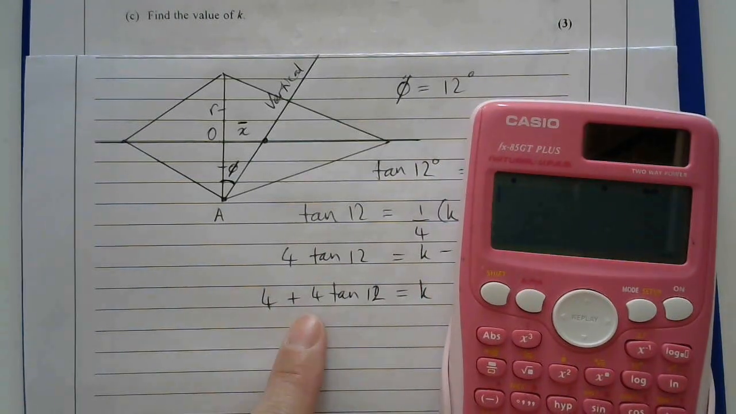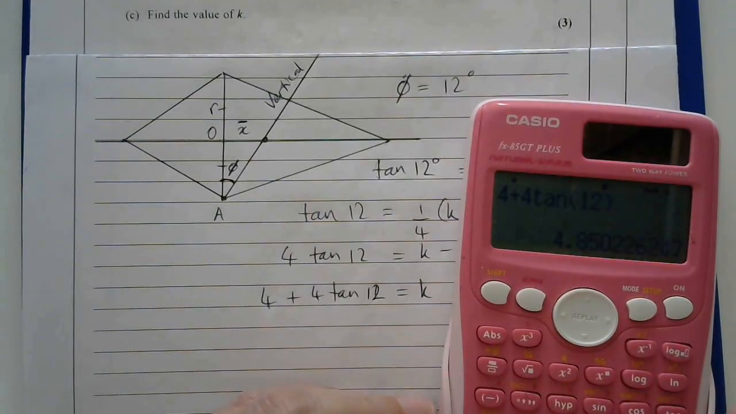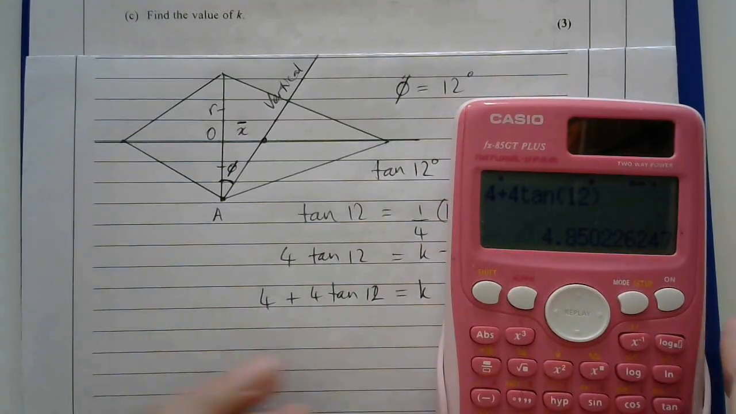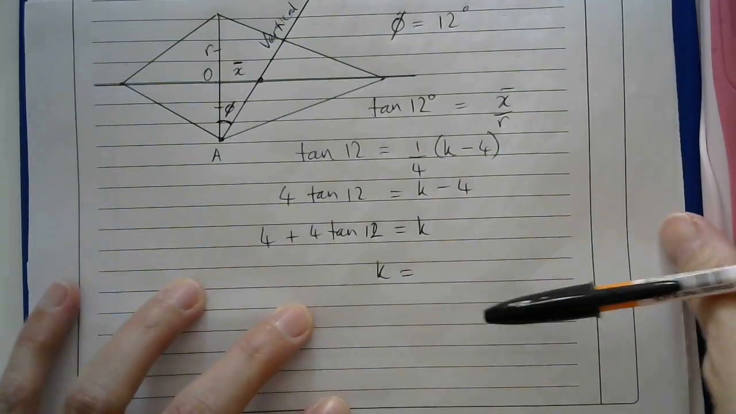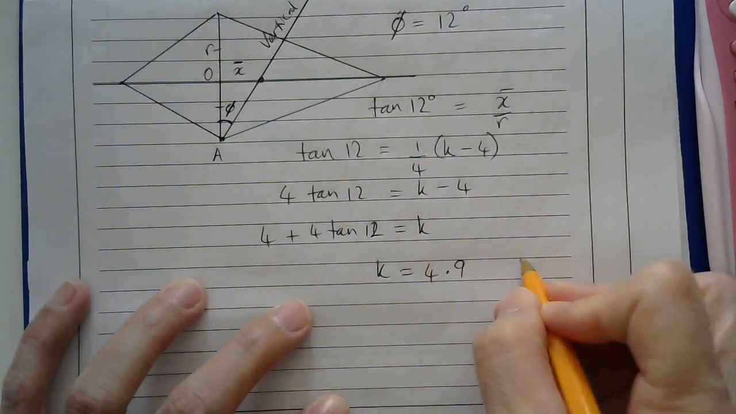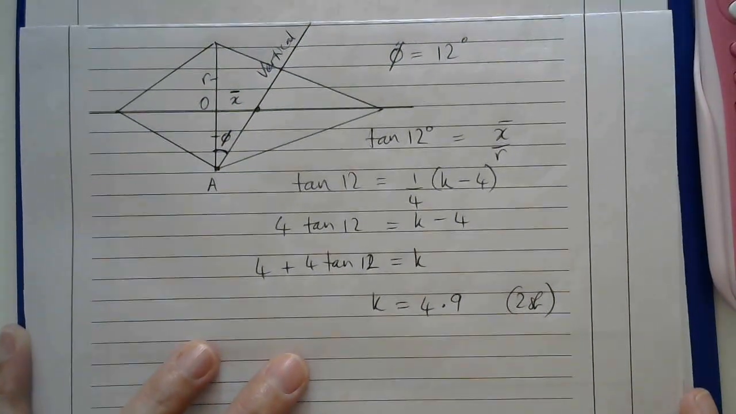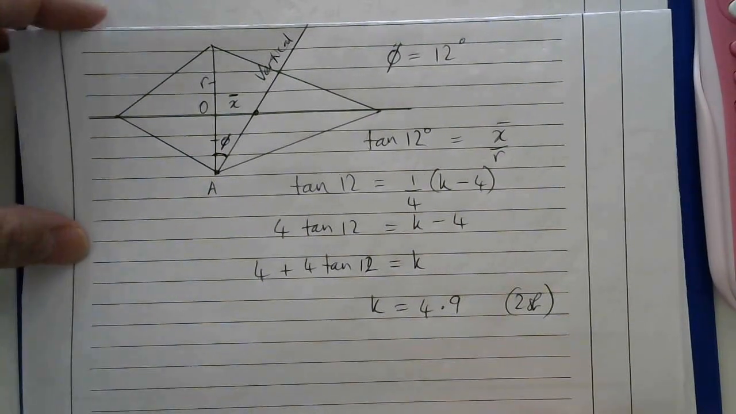So I can probably just leave it like this, or type it into my calculator. And so I get 4.85, which is not a particularly nice answer, but anyway. So I could round that off to 2 or 3 significant figures. So I'll write 4.9. Okay, and that last part of the question is worth 3 marks. So you have 4 plus 3 plus 3, so altogether 10 marks in that question.